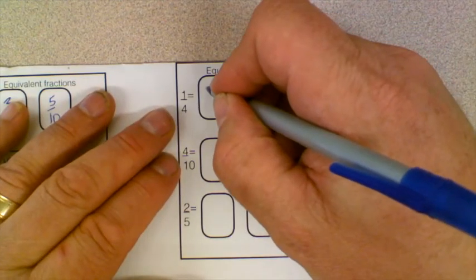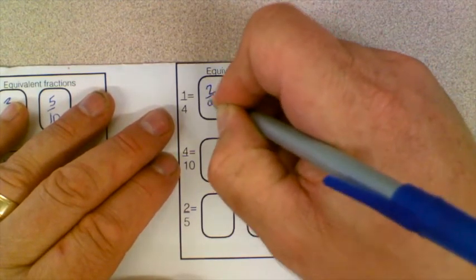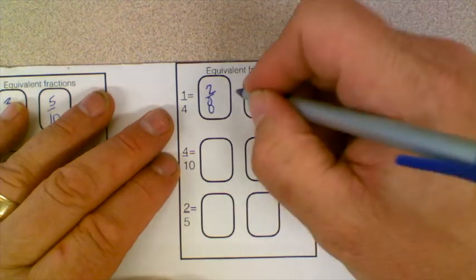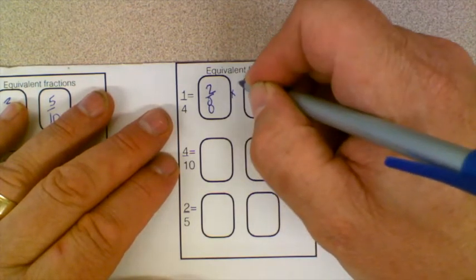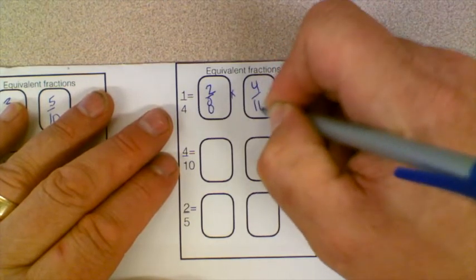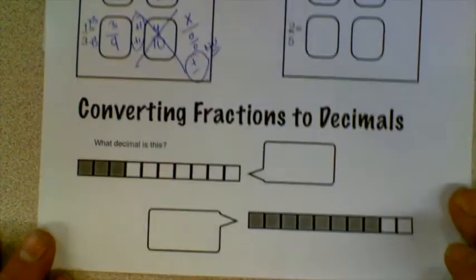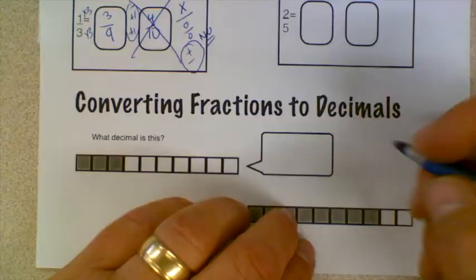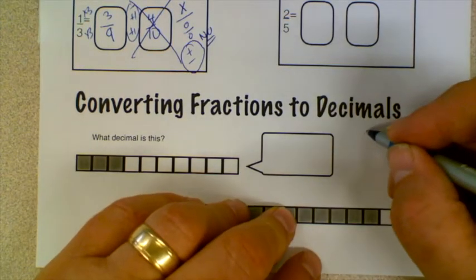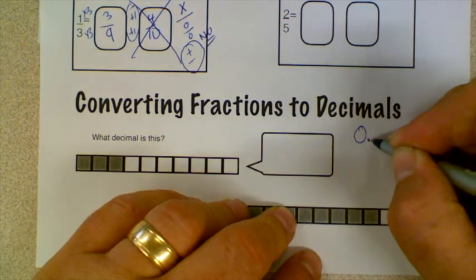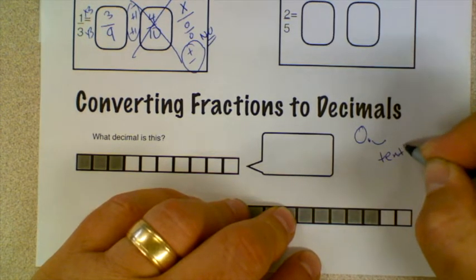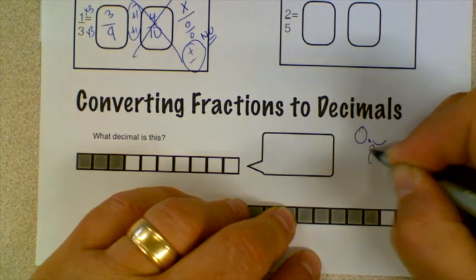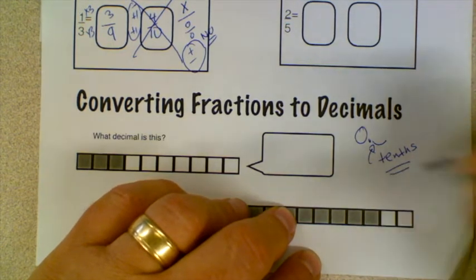Let's try a few more. 1/4 double makes 2/8. And let's see, what am I going to do next? Let's try double the double, and you get 4/16. You get the idea. Now, converting fractions to decimals. When a decimal is, for example, 0 point something, that spot is the tenths. Tenths, that kind of sounds like a fraction.